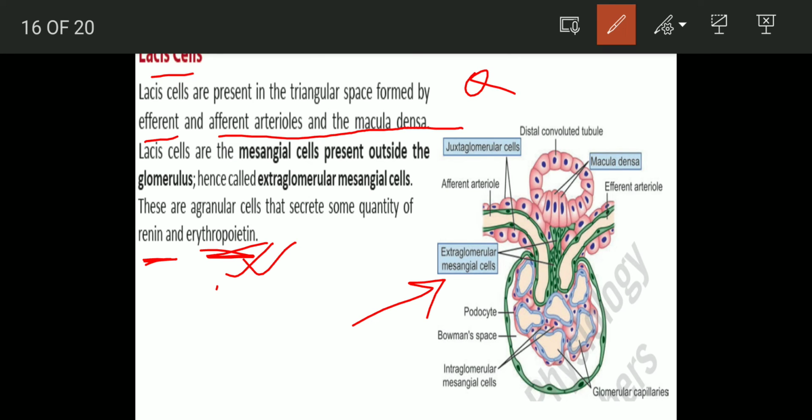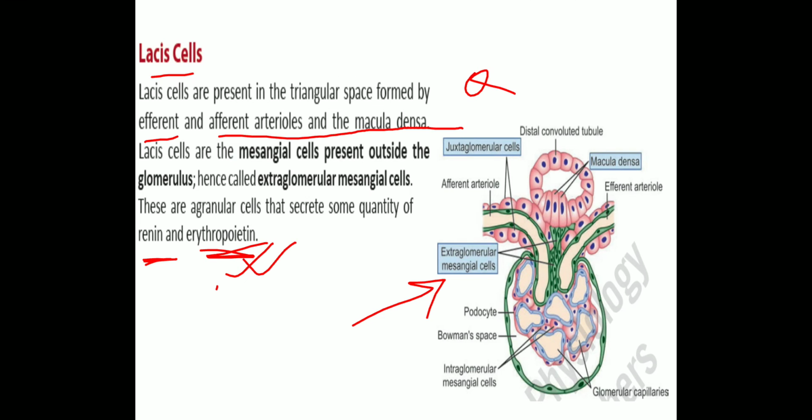Multiple questions can be asked from the JG apparatus. The first question is where renin is secreted from. Then where the JG cells are located, where the macula densa is located, and where the Lacis cells are located. So location can be asked, what they secrete can be asked, and their functions can be asked. So have a proper, thorough knowledge of the juxtaglomerular apparatus.